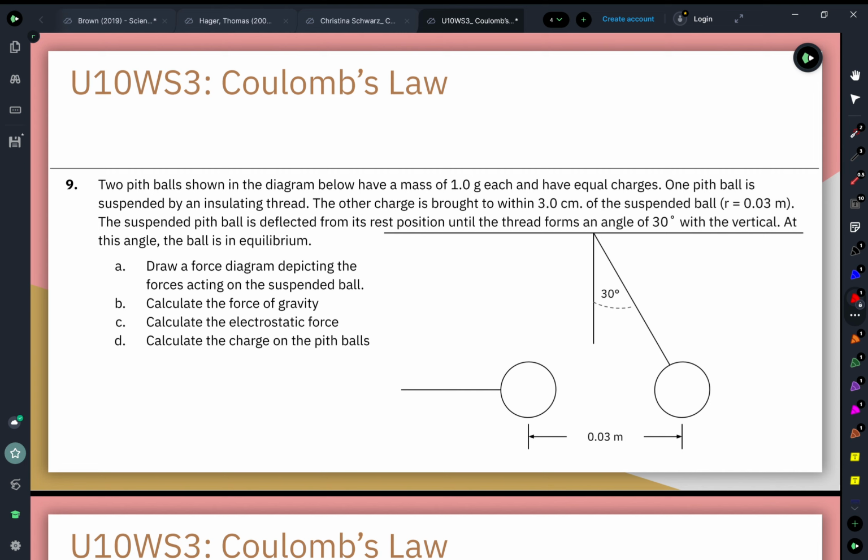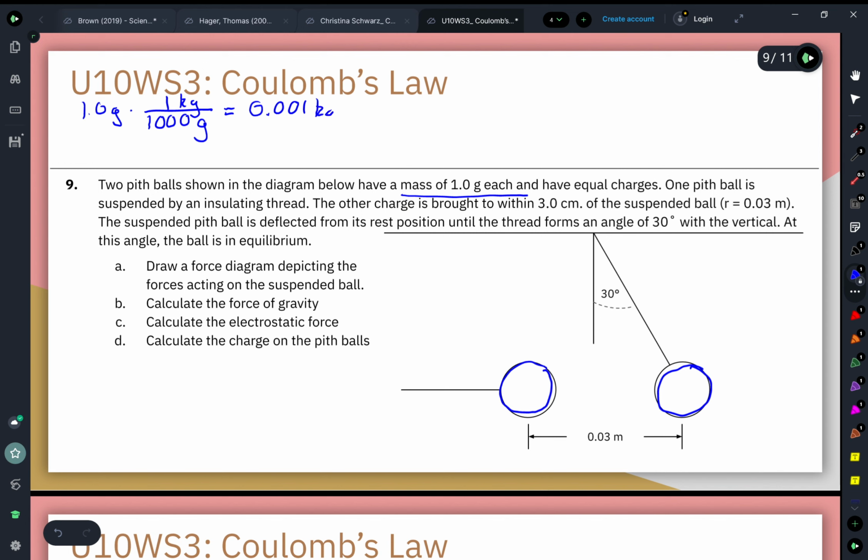So we need to make a list of what variables we know, and then make sure they are in the correct unit of measure. So we're told that our pith balls, which are going to be these two things down here, we have 2 of them, and they each have a mass of 1 gram. Now, that's going to be a problem because when we work with our masses, it should be in kilograms. So we're going to take that mass of 1 gram and divide it by 1,000 grams for every 1 kilogram. So those masses should actually be 0.001 kg.